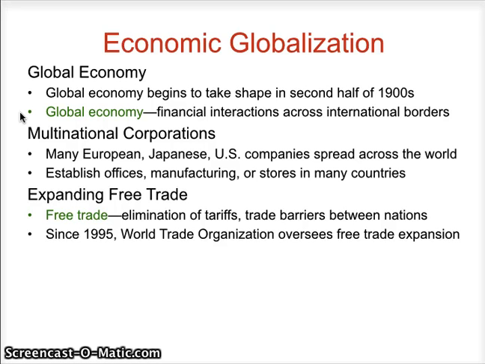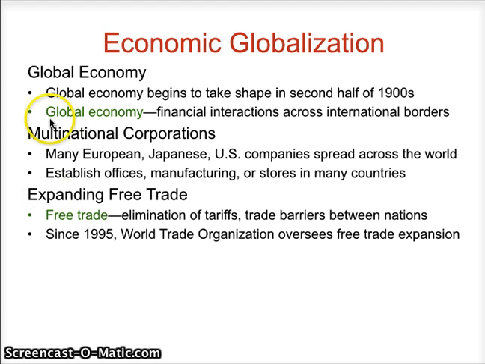So up until this point, it would be difficult to have products coming from China to the US, but now it is easy with large barge ships able to carry tons of fuel and tons of products. We have people can easily phone people in other countries and communicate. So the global economy is these financial interactions across international borders. If you were to look at a company today, most companies would not be making their products in one country, shipping their products all over the world.